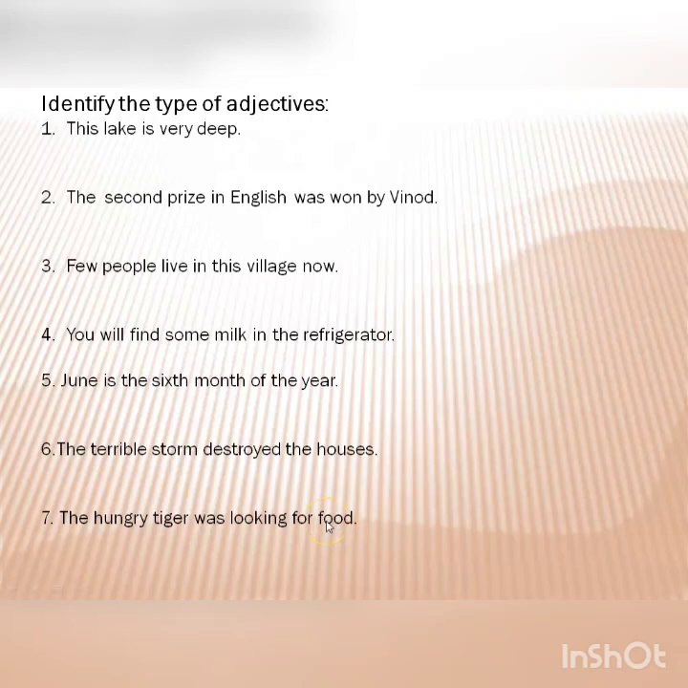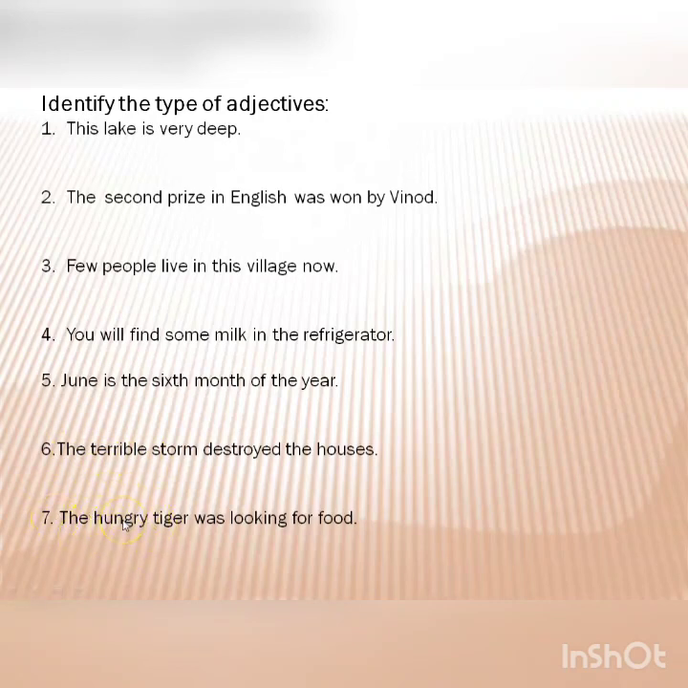Okay, now think what can be the adjectives. Very good. In the first one, what is the adjective? Deep. In the second one, second. Very good. The third one, few. Fourth, some. In the fifth one, sixth. In the sixth one, terrible. And in the last one, hungry.